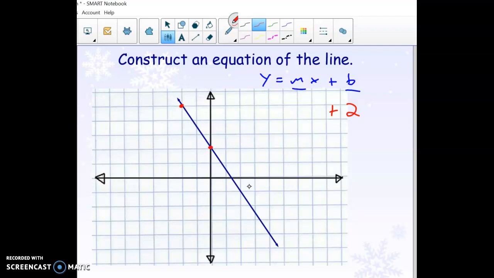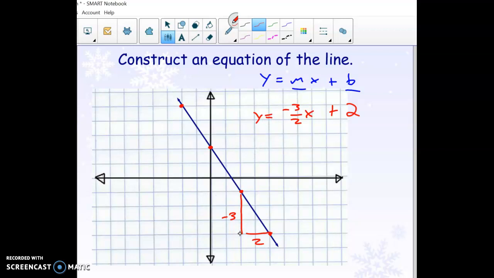I always try and find whole number points like these ones, and then just say, well, what is the change between those points? So here we're going down 3 and right 2. The up or down goes on top, the rise. In this case it's falling, but that goes on the top. So it's negative 3 over 2 x. So we have y equals negative 3 over 2x plus 2.